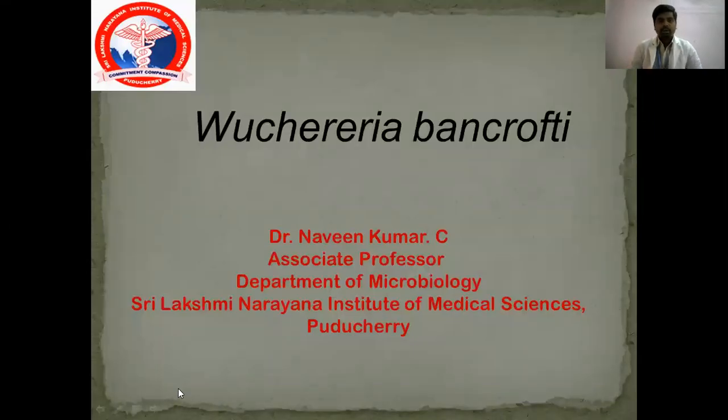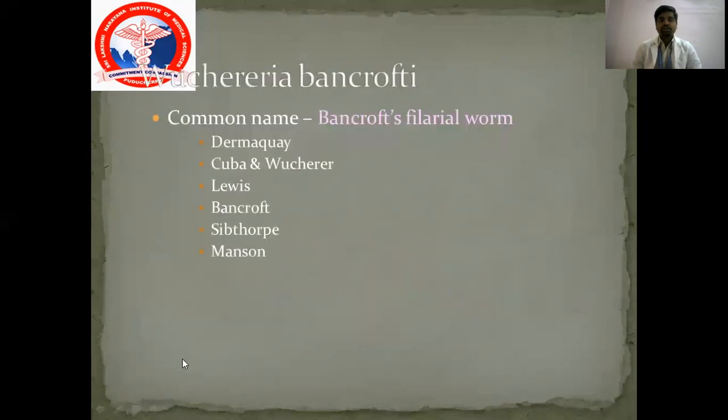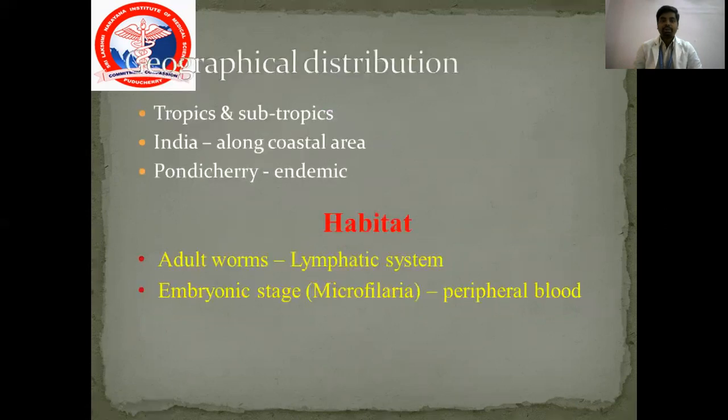Good morning. Now we're going to see the topic that is filariform larva. It's parasitology, filariform larva. The first topic is Wuchereria bancrofti. The common names of Wuchereria bancrofti are Bancroft's filarial worm, Wuchereria bancrofti, man. So these are the common names.